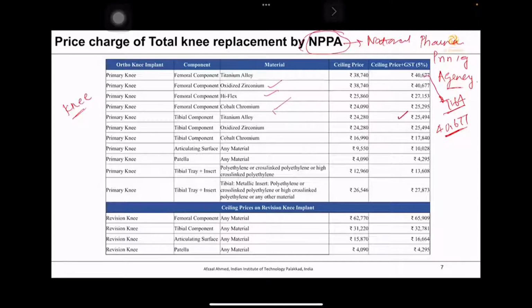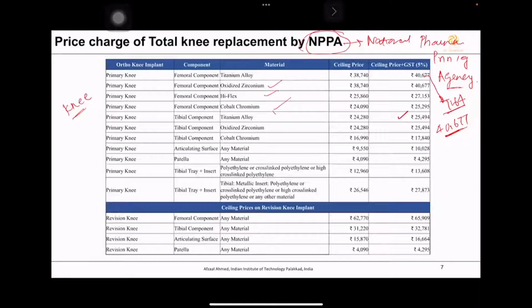Then you have titanium alloy for tibial components. So you can see all these things, all these prices listed here. Now, this is for the first time knee replacement. So if you see, the prices are much cheaper, 40,000, 25,000 for a tibial component made of titanium alloy.